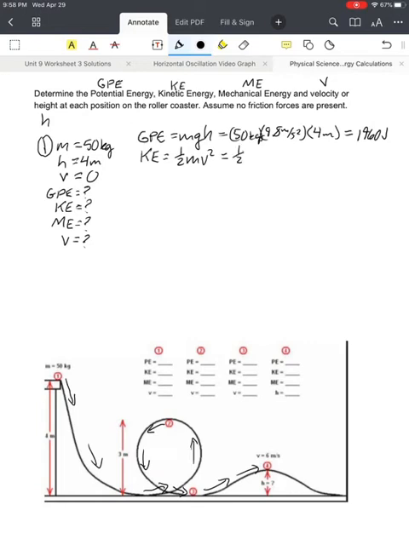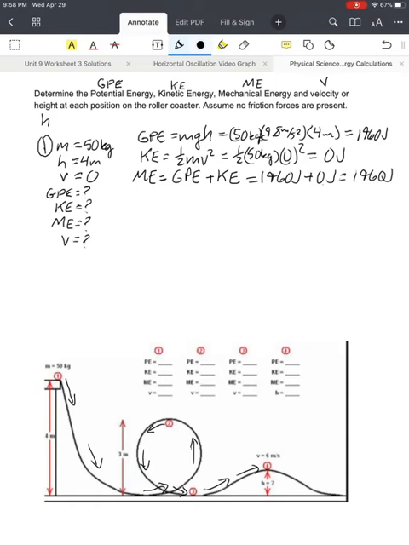And we know that the mass is 50 kilograms. We know that the velocity is 0. So that means the kinetic energy also has to be 0. And then the mechanical energy is going to be your gravitational potential energy plus your kinetic energy. And that's going to be equal to 1,960 joules plus 0 joules, which is equal to 1,960 joules.